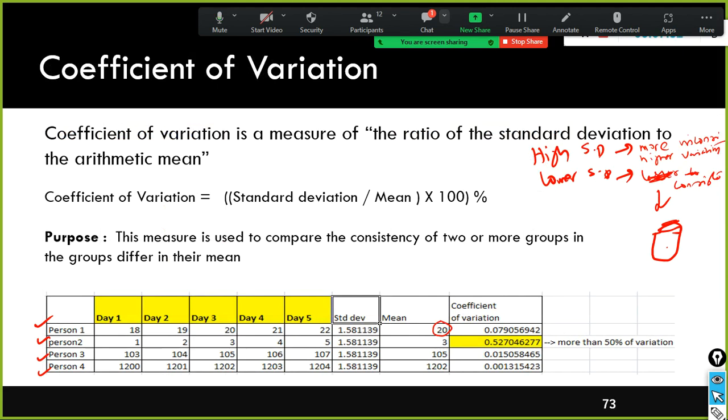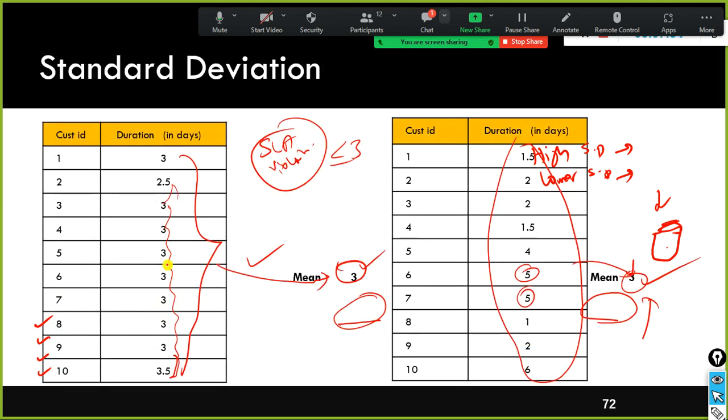There is no consistency. Whereas lower standard deviation, look here, in this case, the consistency is very high. 3, 3, 3, 3, 3, 3, 3, 3, 3, 3. Most of the time they deliver it on time, except two incidents where it was varying. Most of the cases, we don't see any variation. Hence, it is consistent.